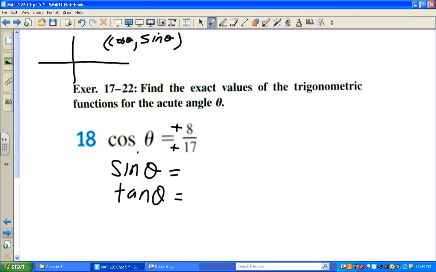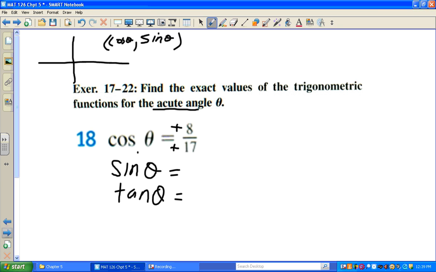Okay? And that can happen actually in two places. It can happen in the first quadrant, and it can happen in the fourth quadrant. Okay? But it says it's an acute angle, theta. So what does that mean?